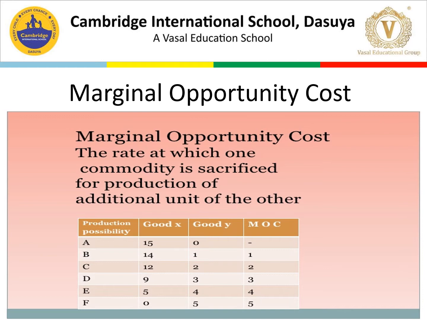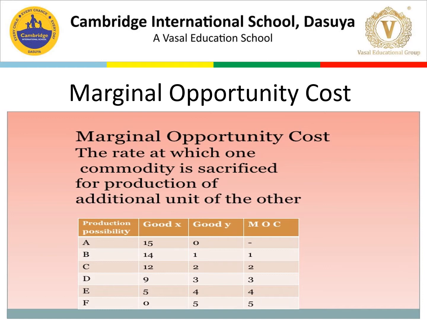For this, we are not able to find out the marginal opportunity cost. I already discussed this earlier when we were talking about the PPF schedule. We did not have any information of the good X and Y units before combination A. The next one, combination B, has 14 units of good X and 1 unit of good Y. Here the change in good X and good Y is 1 unit. For X it went from 15 to 14, and for Y it increased from 0 to 1.